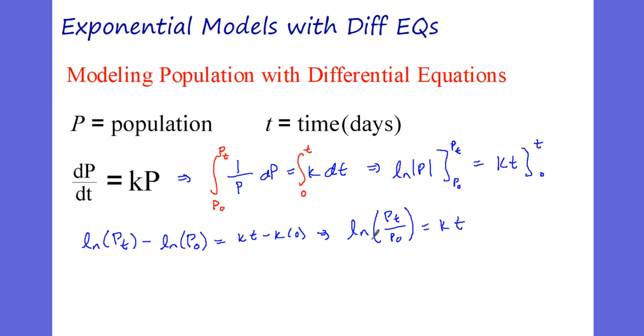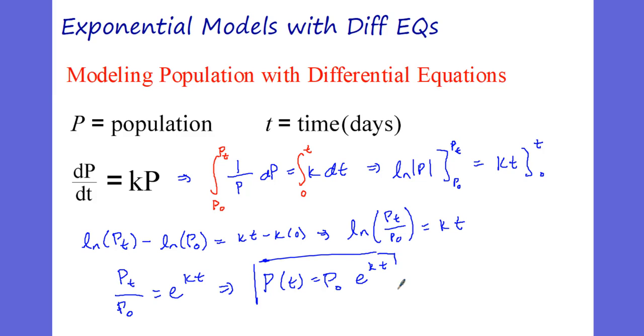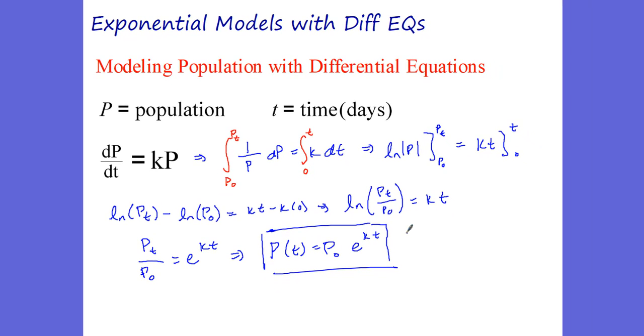Now I'm going to do a little bit of algebra and move the natural log over to the other side. So P at time t over P initial equals e to the kt. We can finish this by saying the population as a function of time is equal to the initial population times e to the kt. That is my population function at any time. That's my general solution to this differential equation.